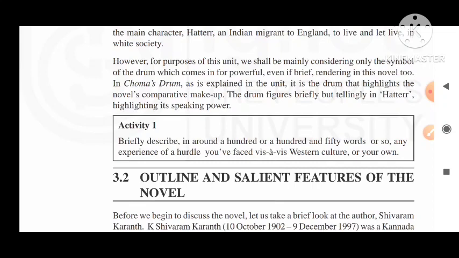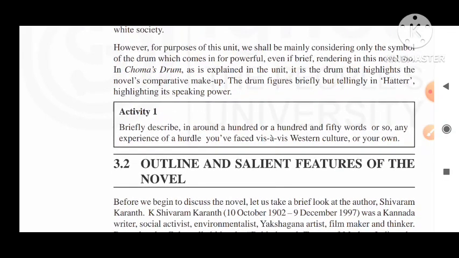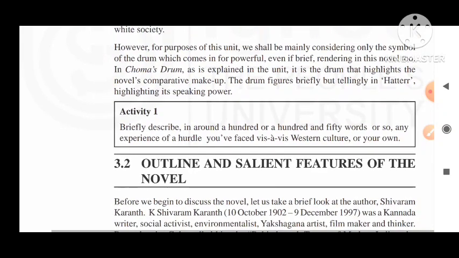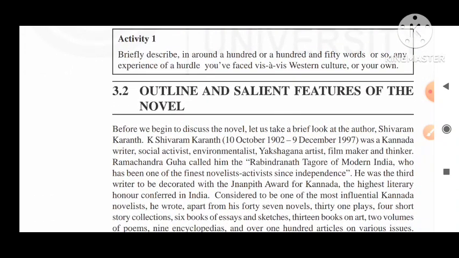So briefly describe in around 100 or 150 words any experience of a hurdle you have faced from Western culture on your own. You are facing almost all Western cultural influence. So you can write in your own words. So here is Activity 1.